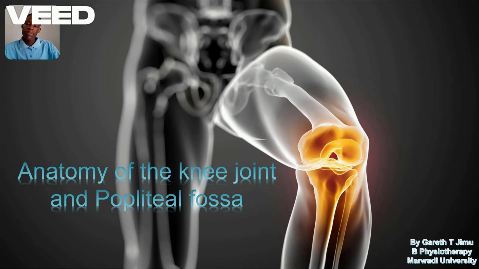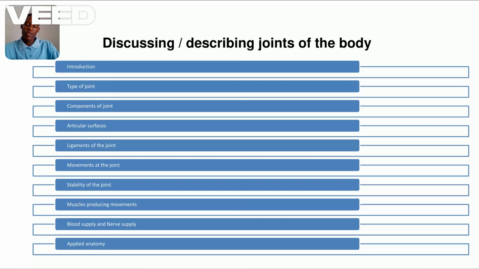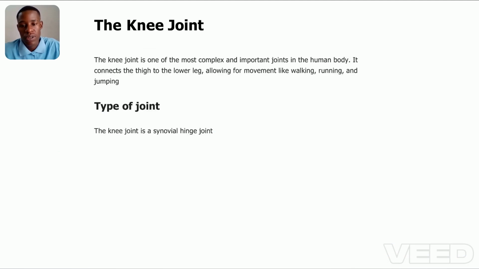But before we go deep into our lesson today, when discussing any joint of the human body, we need to describe it according to the following headings. We need to talk about the introduction, the type of joint, the components of the joint, the ligaments at the joint, the articular surfaces, the movement at the joint, the stability, muscles producing movement, blood supply, nerve supply, and last but not least, the applied anatomy. So let's go into the lesson.